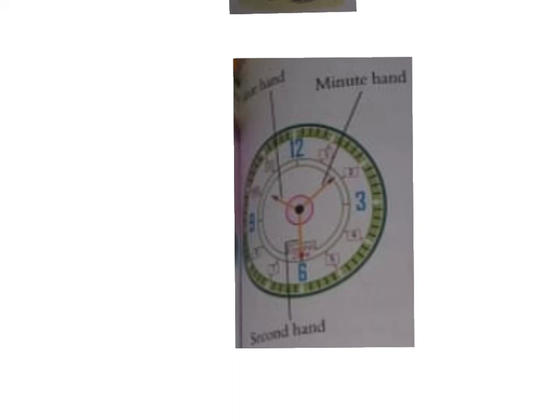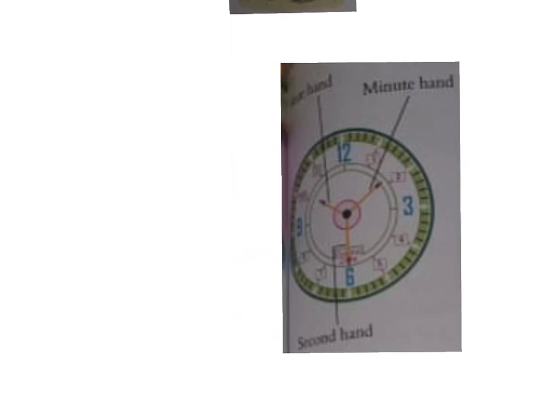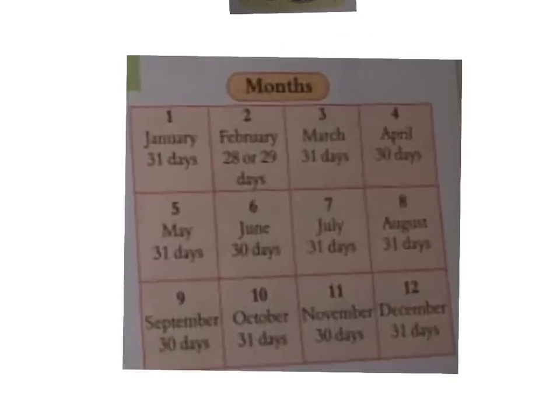Now, let's learn a little bit about weeks, months and years. My dear students, 7 days make a week, like Sunday, Monday, Tuesday, Wednesday, Thursday, Friday and Saturday. 4 weeks make a month. And 12 months make a year.